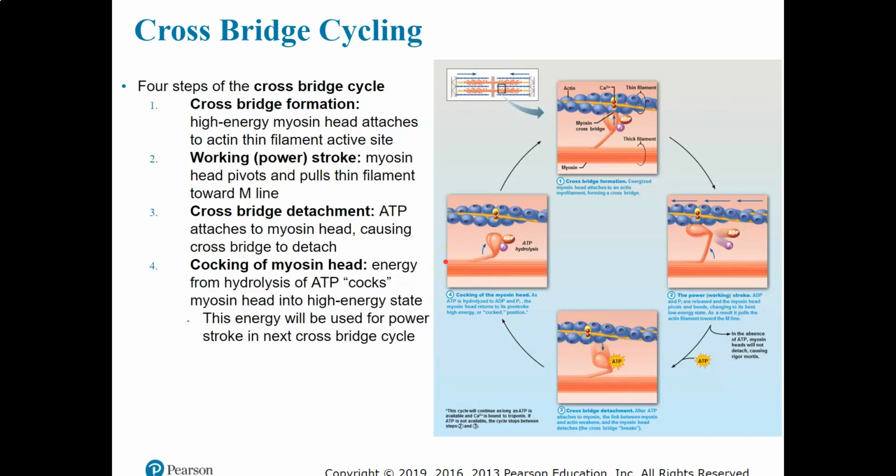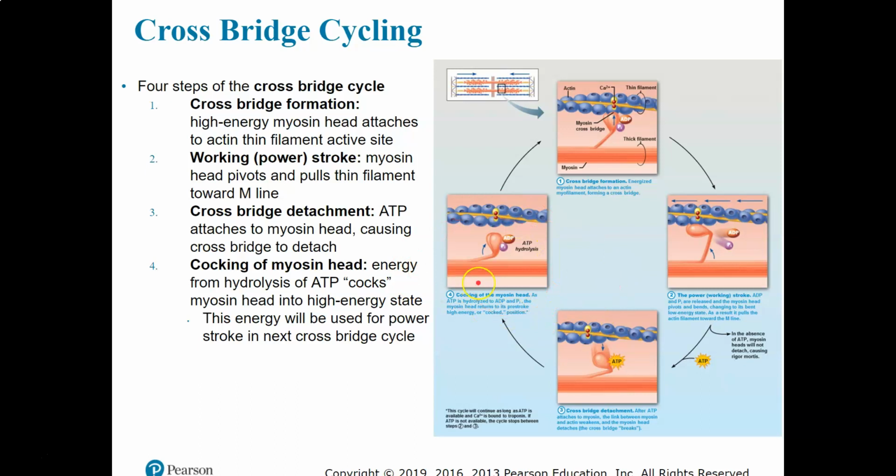And this process, remember, the hydrolysis of ATP releases energy. This release of energy is going to cock the myosin head group. So it's going to put it into this high energy state. So then, once it binds to the actin, it has the energy necessary to pull the actin, releasing the ADP and the phosphate, and it is ready to be reset by an ATP binding again.